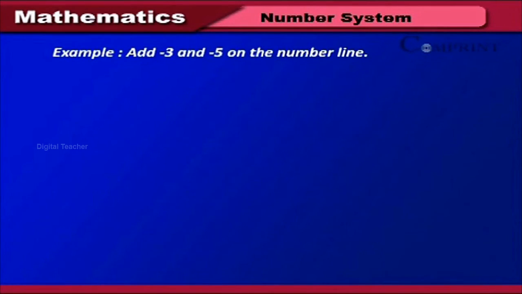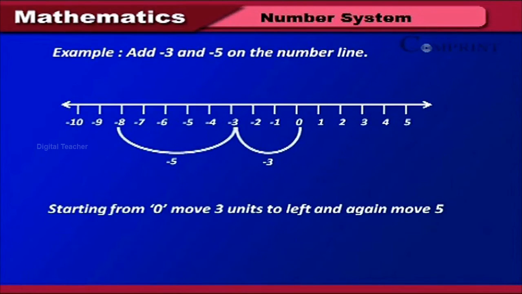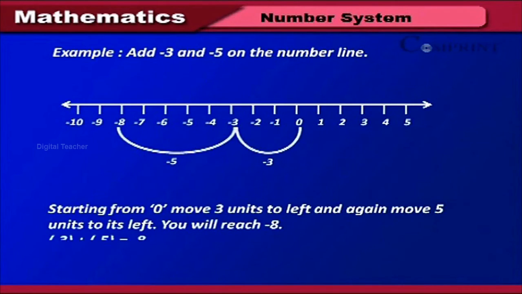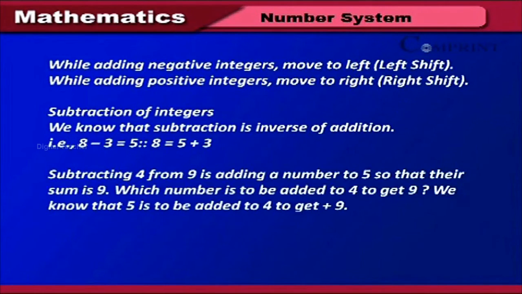Example, add -3 and -5 on the number line. Starting from 0, move 3 units to the left and again move 5 units to the left. You reach -8. So -3 plus -5 is equal to -8. While adding negative integers, move to the left. While adding positive integers, move to the right.